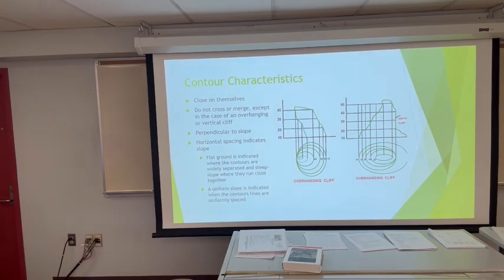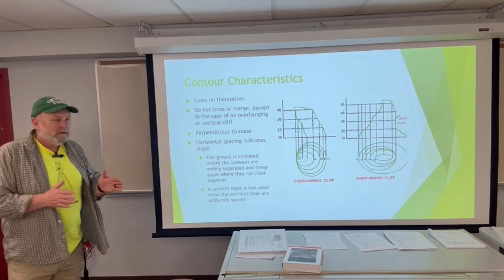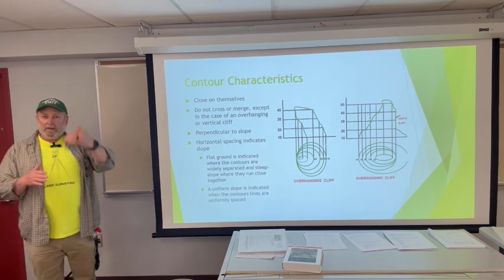They are perpendicular to slope. The horizontal spacing indicates the slope. Horizontal equivalence, whatever I called it on the last slide. So your flat ground is indicated where contours are spread apart, widely spread apart. That's representing a very flat slope. The closer horizontally that contours are, indicates the steepness of that slope.